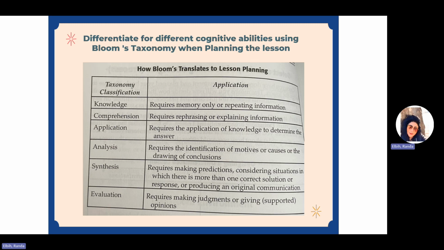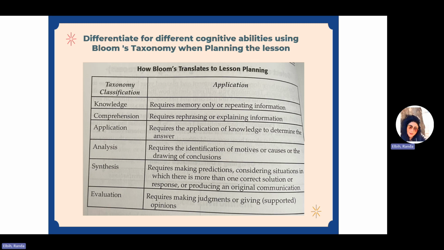So in knowledge, students just memorize things and they recall things from memory. In comprehension, it requires them to understand it, so to explain it. In the application, then they know how to apply this knowledge to determine the answer to a question, okay? We're thinking, for instance, about a math problem. If they know the steps and they understand how to do the computation, then they can actually apply the knowledge, and this is the application stage.